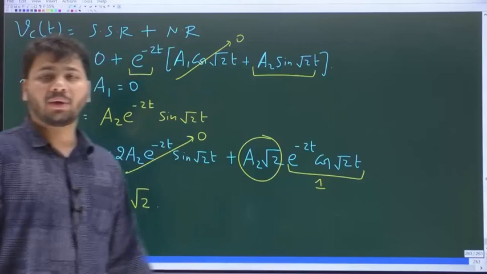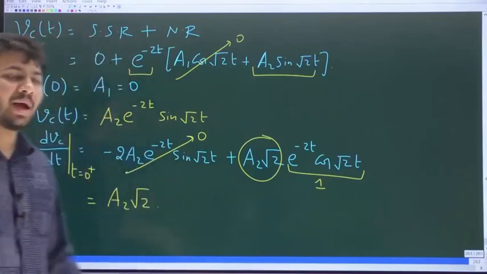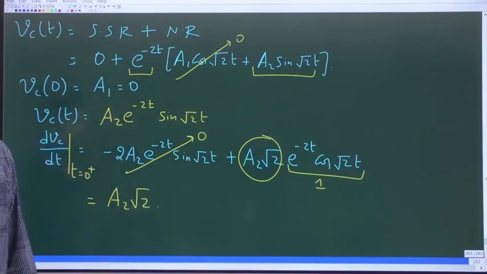Now we should draw the circuit at t equal to 0 plus and get the actual value of dVc by dt at t equal to 0 plus. Look at this.